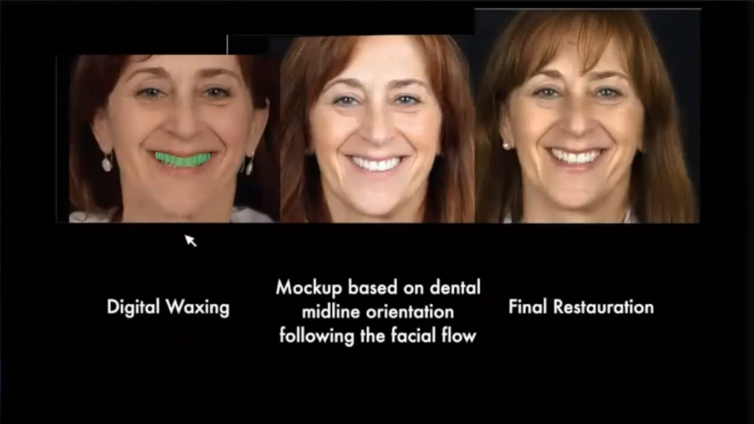Everyone has a facial flow. The nose is usually not perfect in the middle. The tip of the nose is usually to the side. Then we have the philtrum. Then we have the chin direction. So we have to align our smile towards the facial flow, and then we get a result that looks very natural and in harmony with the face.